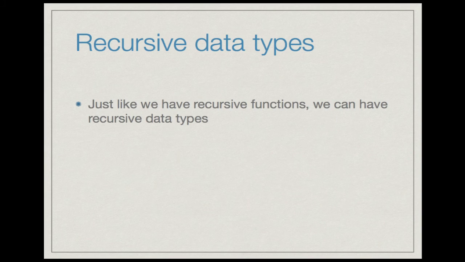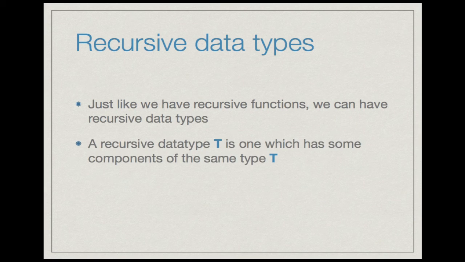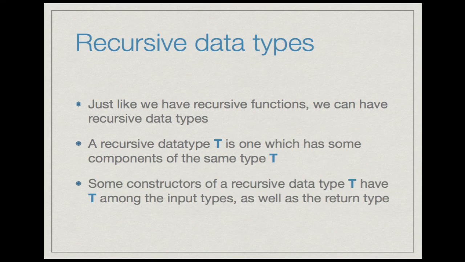Just like we have recursive functions in Haskell, we can also have recursive data types. A recursive data type T is one which has some components that are of the same type T. This means that some constructors of a recursive data type T have T among the input types as well as the return type, of course.